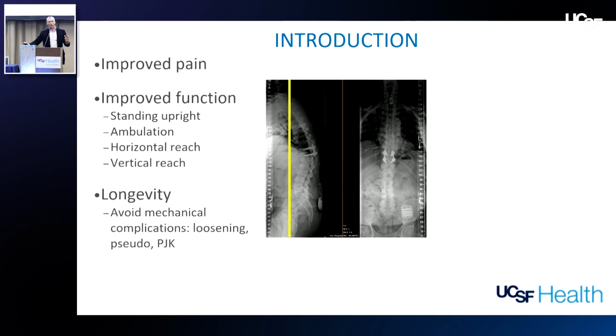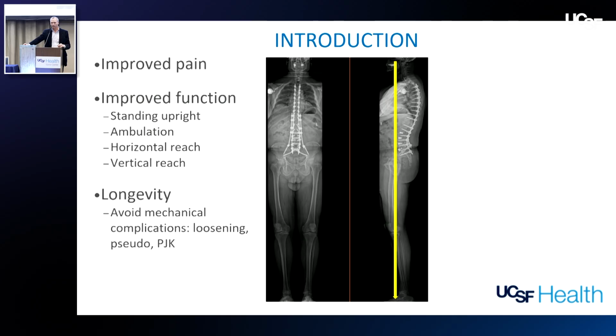When we get up in the morning and we have a patient like this, we want to improve their pain and their function, make them stand upright, and get them to ambulate with less energy. But what we're really not talking about in any of these talks is their function. Does anybody talk about their horizontal reach, their vertical reach? What happens when they drop their socks on the ground? How do they reach down and get them? And obviously we want longevity, so we want to avoid mechanical complications, pseudarthrosis, PJKs, et cetera.